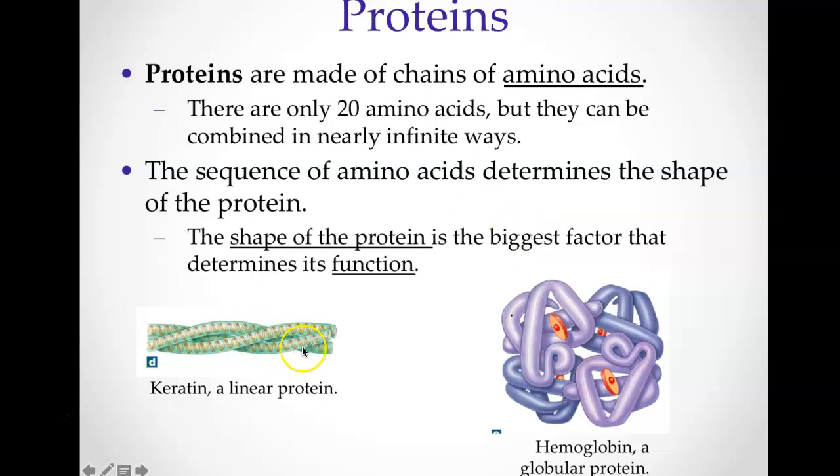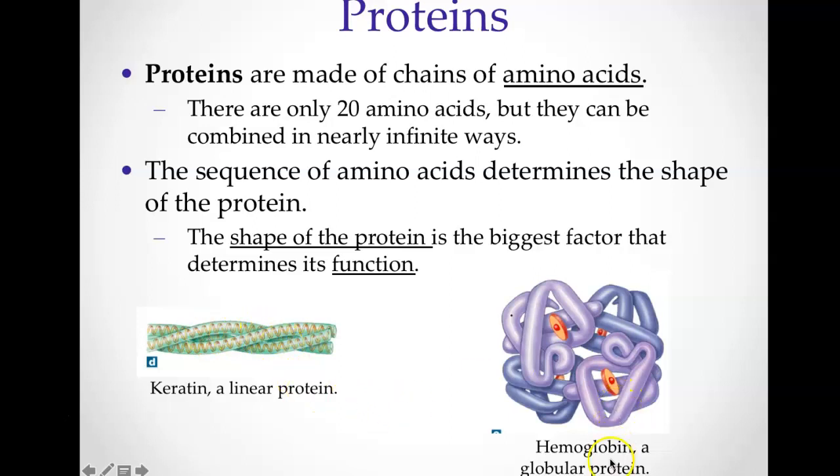And so down here are just two examples of a couple of proteins that are really important. Keratin. Keratin is really linear. Keratin is a structural protein that's found in your skin, hair, and nails. When you have a keratinized cell, it's usually a cell filled with keratin, and it's actually a dead cell. But it's very important for structure.